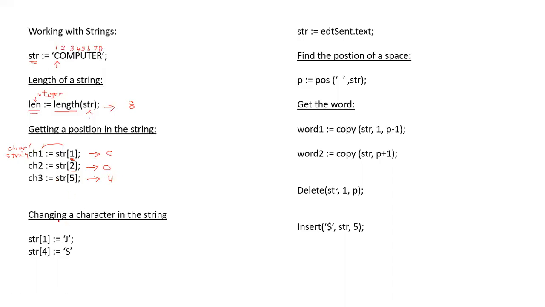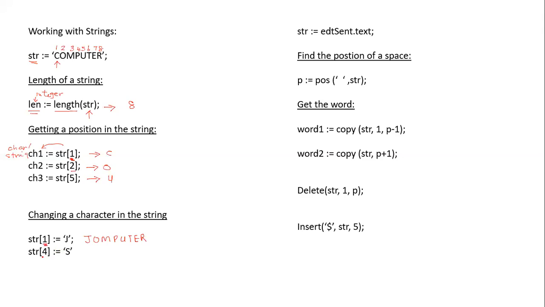We can also change a character within a string. So by saying str[1] assign the value J, we are then replacing character 1 with a J. So the word computer then becomes JOMPUTER. The J replaces the C in the string.